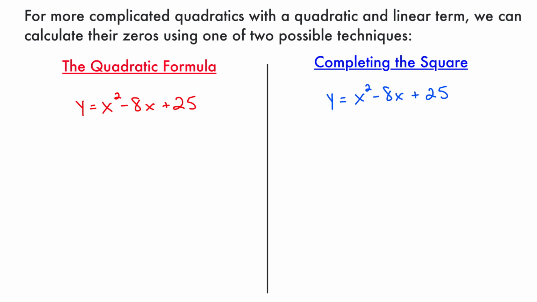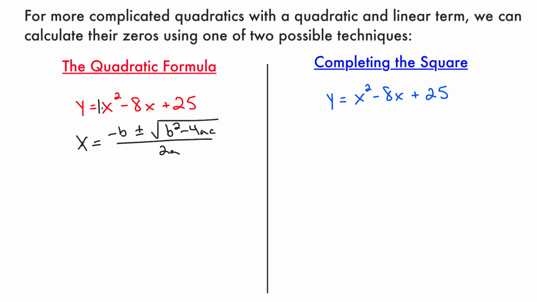Second time I'll do completing the square, just as a little recap of both. For those that have forgotten the quadratic formula, it is x is equal to negative b plus or minus the square root of b squared minus 4ac, all divided by 2a, where a is the number in front of your quadratic term, the term in front of the x squared, so in this one there's a 1. b is the coefficient in front of the linear portion, so it's going to be a negative 8. And c is the constant at the very end that has no variable next to it, that's positive 25.